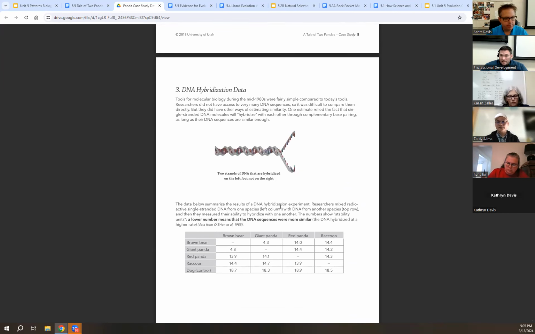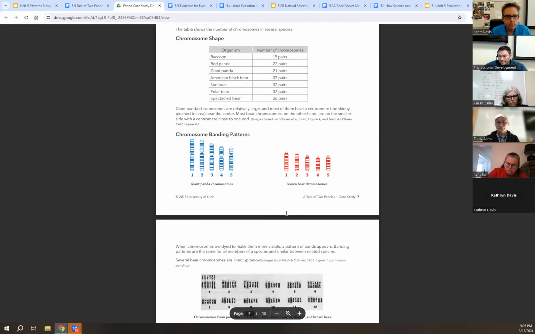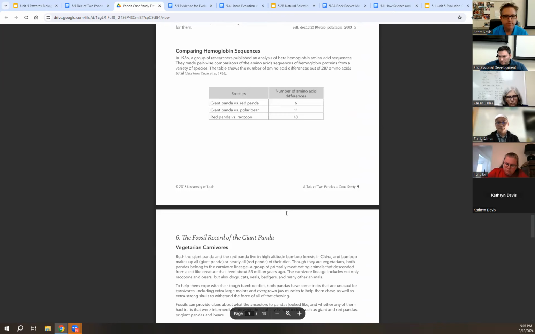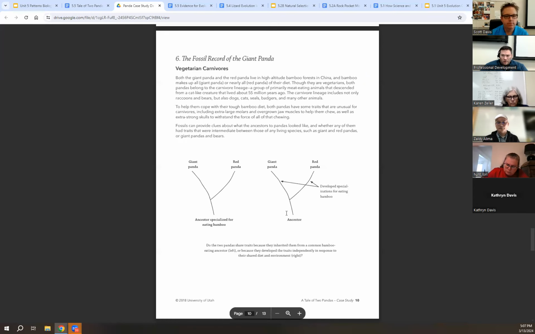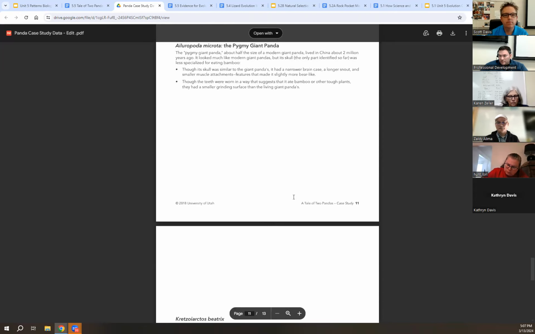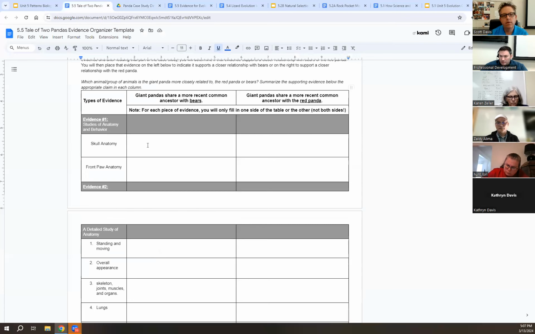This is kind of how I did it in college, where you start splitting them by the DNA components or the chromosome components, which are group four. They're going to be looking at those. And then the hemoglobin sequences, fossil record. Probably the hardest one of all of them is the fossil record, but they would do all of that. So they come back together and they fill out one side or the other for this particular.